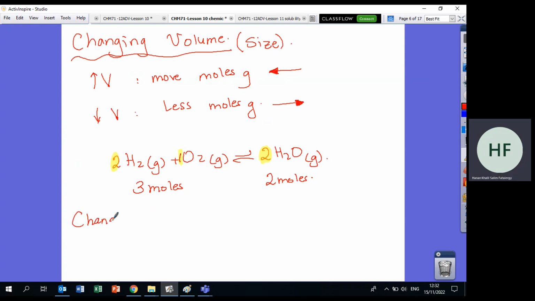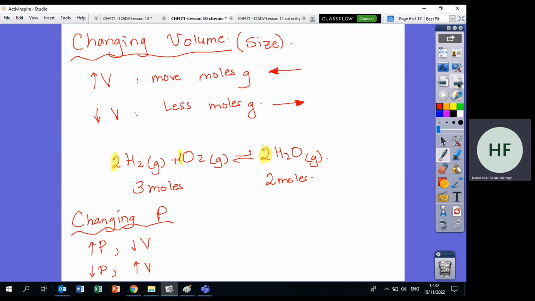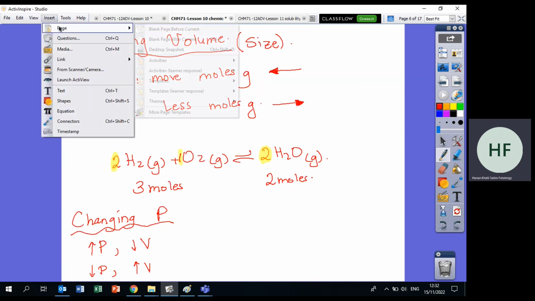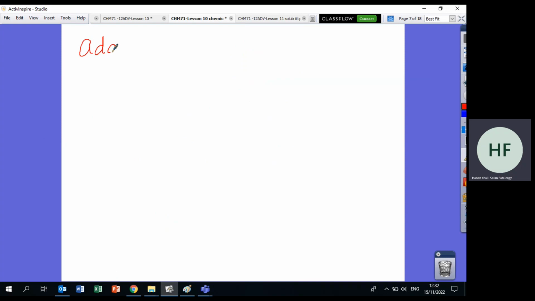Now the last change I will do for you today is changing pressure. Of course, changing pressure is the opposite of changing volume. If I increase the pressure, this is the same as decreasing volume, so it will go forward. If I decrease the pressure, this is the same as increasing volume, because pressure and volume are inversely proportional. Okay, done. One last thing I would like to add is: if you added a catalyst, what will happen?